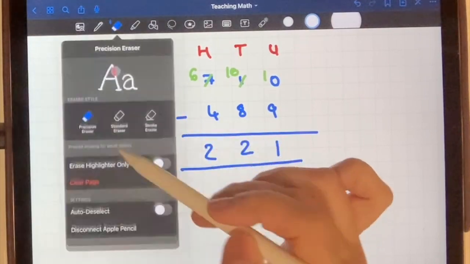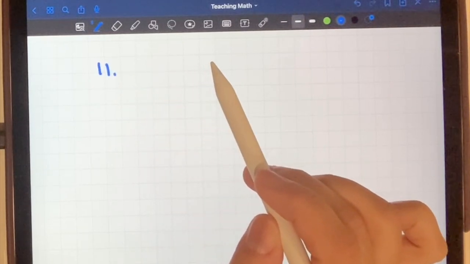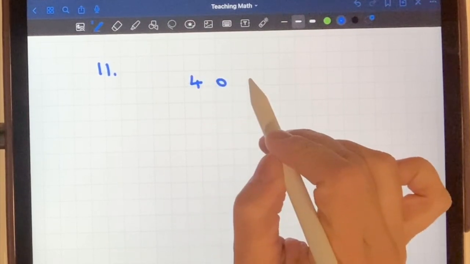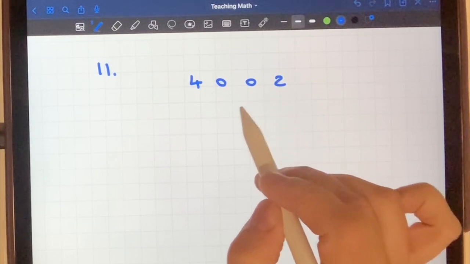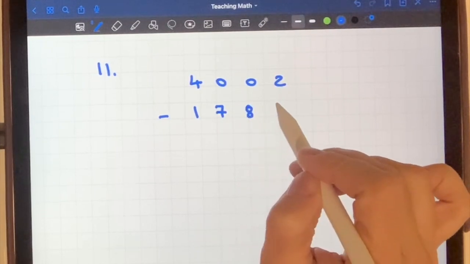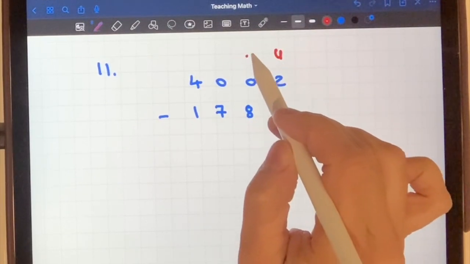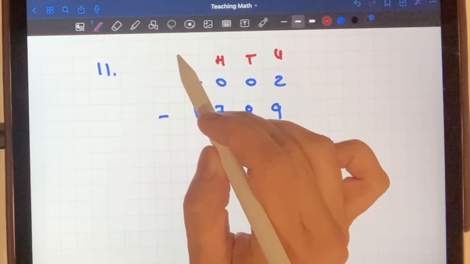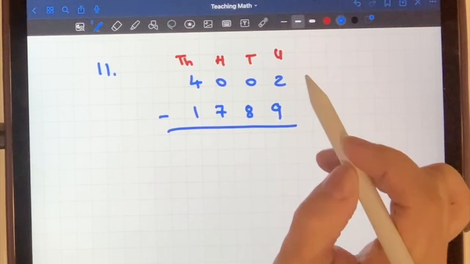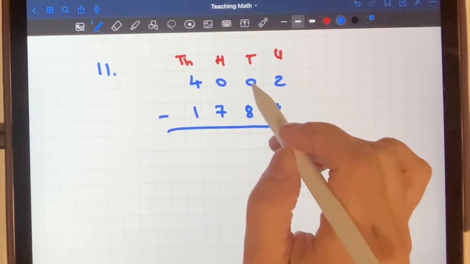And I believe the next one is the last example we've got. And this one has 4002 minus 1789. So that's my units, my tens, my hundreds, and my thousands. Okay. So in my units column, I've got 2 minus 9. I can't do that, so I want to borrow.